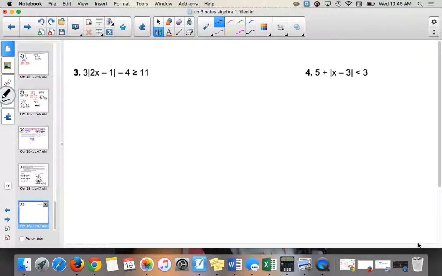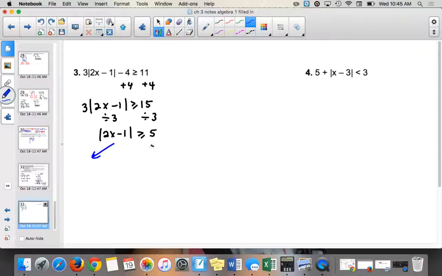So we're going to add the 4 to both sides. Did we all add 4? So you should have 3 times the absolute value of 2x minus 1 is greater than or equal to 15. We divide by the 3. So we get the absolute value of 2x minus 1 is greater than or equal to 5. So when we break into the two pieces, the first one's going to be exactly the same, just no absolute value. So we're going to have 2x minus 1 is greater than or equal to 5. And the next one is going to be 2x minus 1 is less than or equal to negative 5.